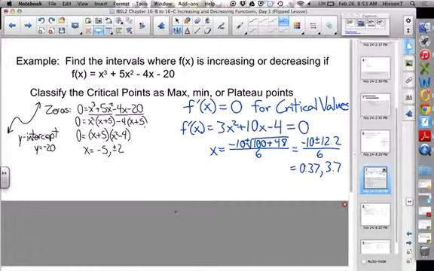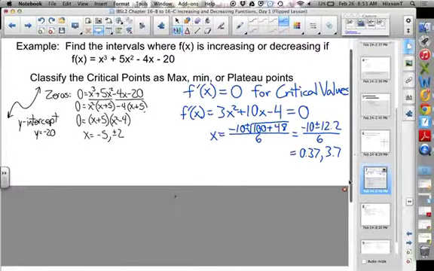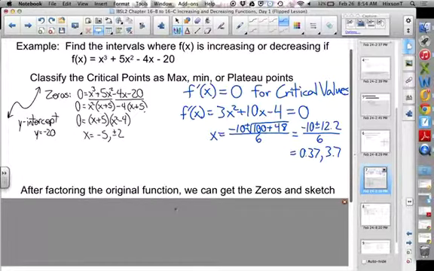Alright, so that gives us our critical values. And what's a critical value? That's where the max and min points are going to occur. Now, I'm not sure which one is a max, which one is a min, but let's tie this to what we were doing, okay? This one should be negative 3.7. Yes, thank you. Negative 3.7, okay?